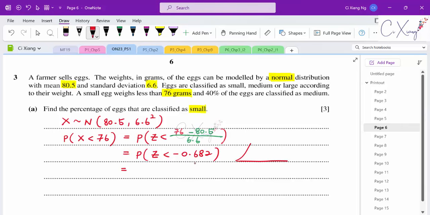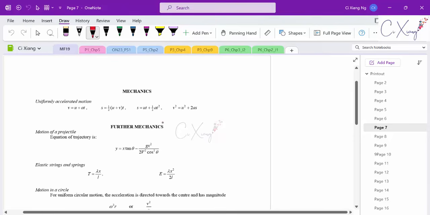If you observe the area that we want to find, if this is 0 in the center, so this is the area that I want to find, at negative 0.682. This particular area will be the same as the area on the right hand side, 0.682. So the red color and blue color should be the same value. Okay, so to find the area for this blue color, you have to take 1 minus the probability of z smaller than 0.682. Okay, so we can get this value from the normal distribution table when z is smaller than a number.